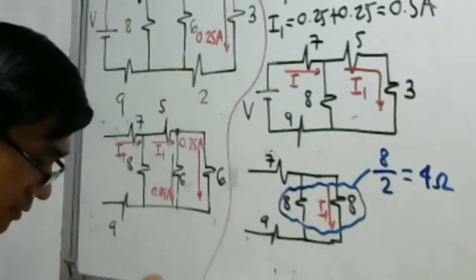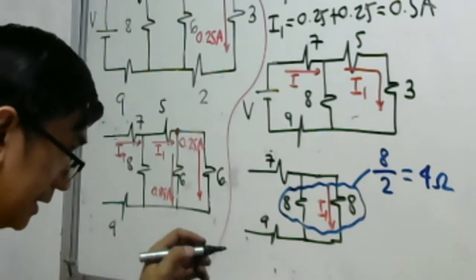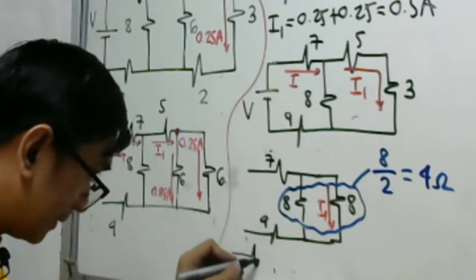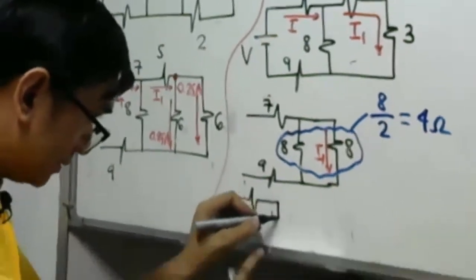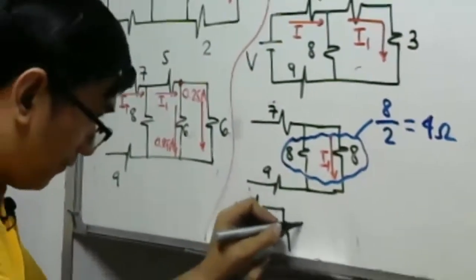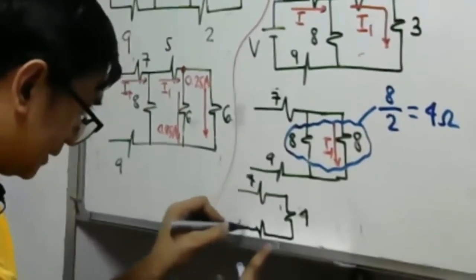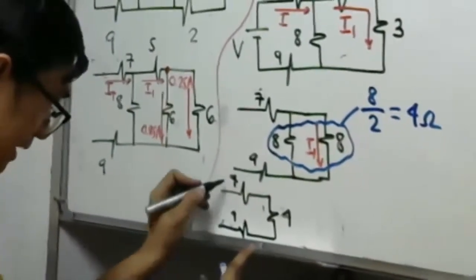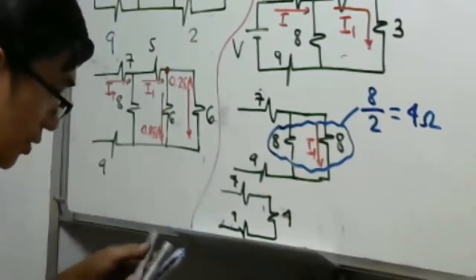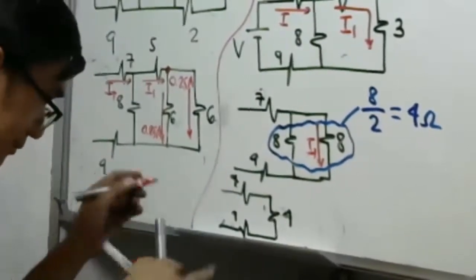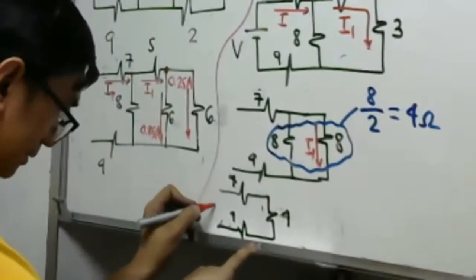Therefore, we'll be having here a 7. We have a 7 here. This is our 4 ohms. This is 7. And this is our 9. So we can easily get the R total, isn't it? We have the R total.